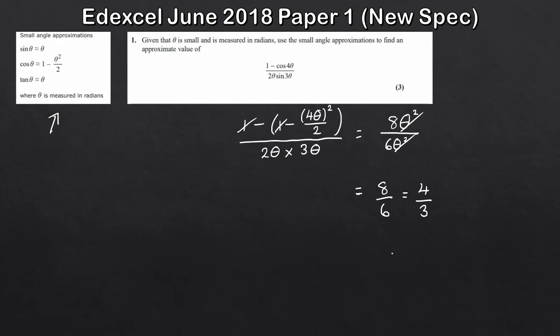Okay, so that's our final answer. 4 over 3 is our approximate value of 1 minus cos 4 theta divided by 2 theta sine 3 theta. So these questions, again, nice and easy. This is a very standard one, but it really can't get much trickier than this. So yeah, there we go.